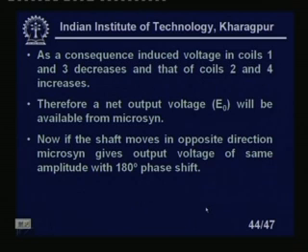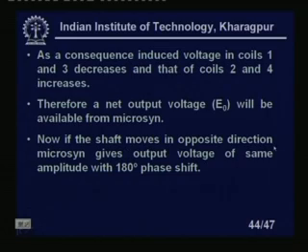Now, if the shaft moves in opposite direction, microsyn gives an output voltage, but with a 180 degree phase shift, right. So, it is very difficult: in both directions, whether clockwise or anti-clockwise, I will get the same unbalanced voltage. But if I want to sense whether the rotor has moved in the clockwise or anti-clockwise direction, I have to make some phase sensitive demodulation. That is why I am telling.